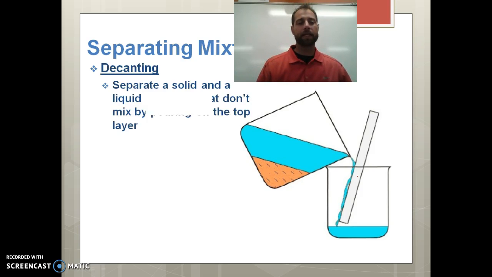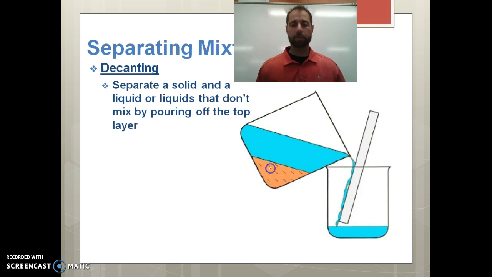And then finally, we've got decanting. Decanting is going to have, again, a more dense part of the mixture down here in the bottom, a less dense up here. So this is less dense, and it is so much less dense that we can just actually pour it off, and that is called decanting.